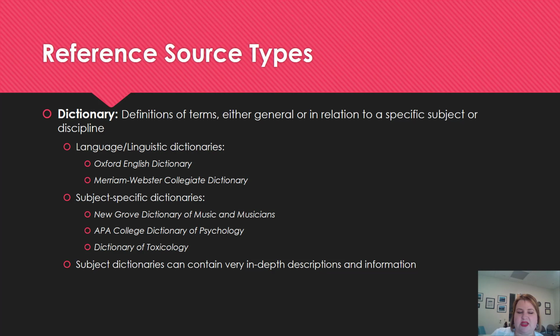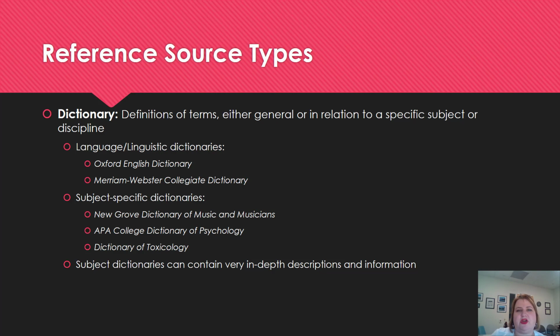So who are these people? What did they do? The APA College Dictionary of Psychology. So what are terms within the fields of psychology you need to know? Dictionary of Toxicology. This would be something nursing students would use. You often see drug dictionaries published and used by nursing and health professionals of what is this drug? What does it do? How does it interact with other drugs?